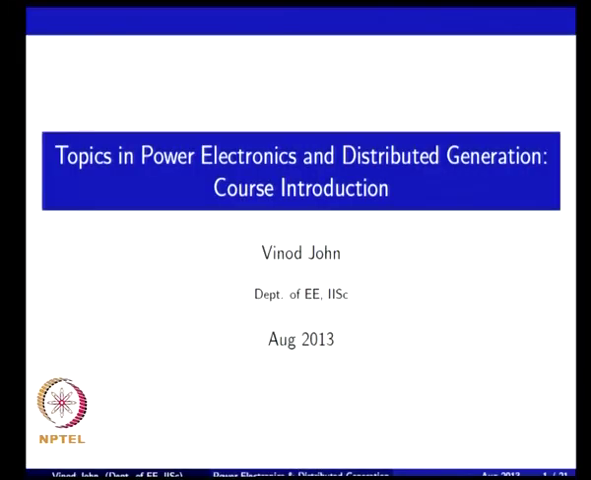So, welcome to the second class on the course on topics in power electronics and distributed generation. In the last class we briefly covered some of the issues related to the course. One of the issues was the comparison of central power plant and distributed generation for providing energy to a load, and we looked at issues of complexity of protection, cost related issues, efficiency related issues, then reliability related issues.